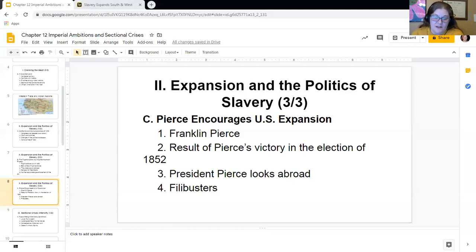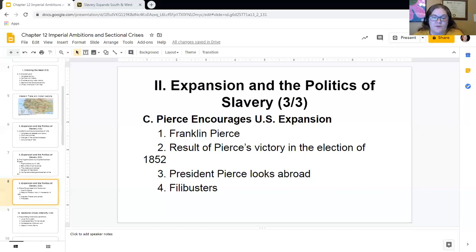From the start of his administration, Pierce worked to extend U.S. trade and does succeed in expanding U.S. trade and commercial and diplomatic ties with Japan. So this is the beginning of the United States' very interesting economic relationship with Japan.